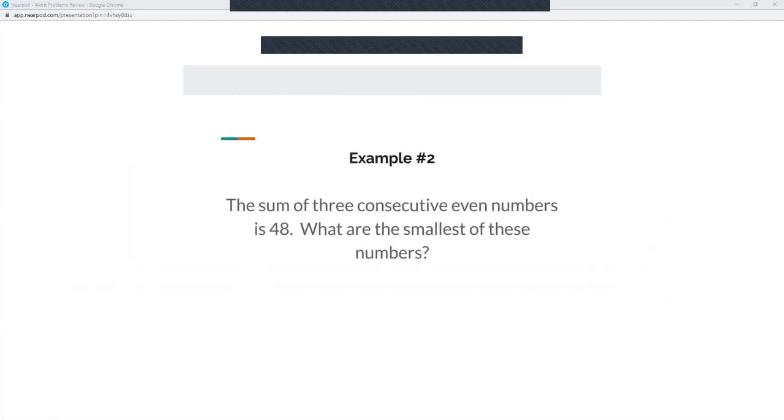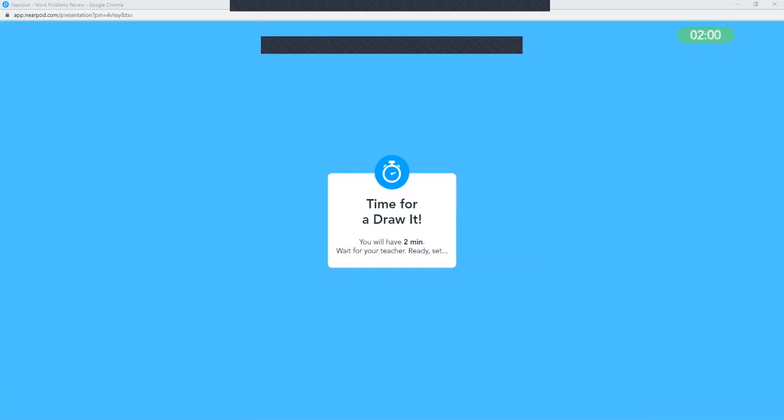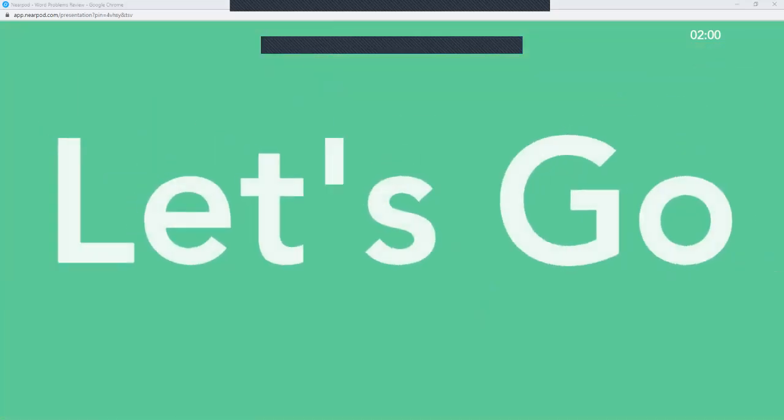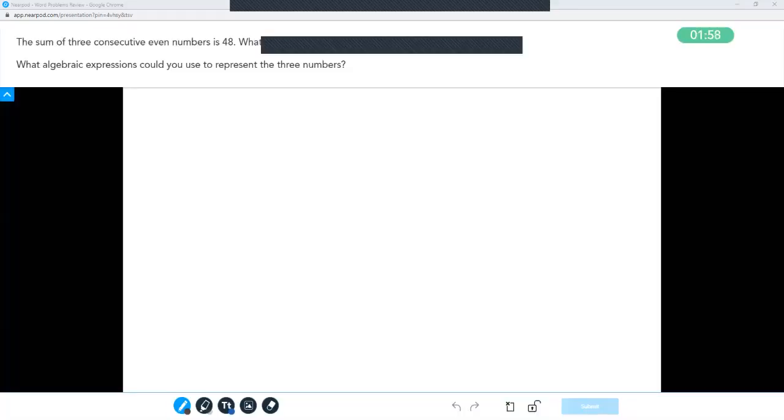The sum of 3 consecutive even numbers is 48. What are the smallest of these numbers? All right, all you're doing to start is I want you to write 3 different algebraic expressions you could use to represent the 3 numbers. What should that look like before you write an equation?